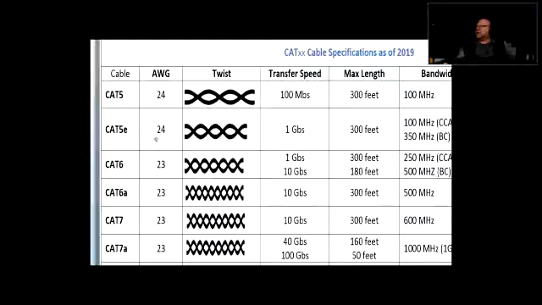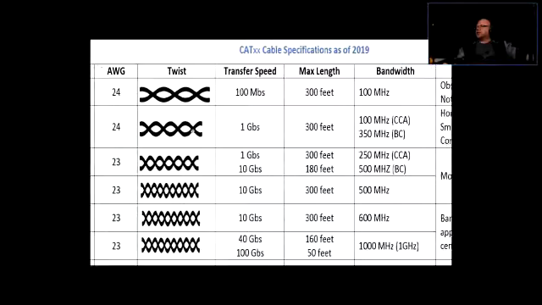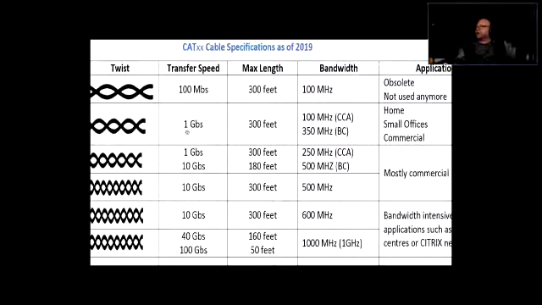Cat5e, right? Still 24 gauge. You can notice that there's a tighter twist. Now look at that. Here is the transfer speed, 1 gigabit per second, maximum length 300 feet. Here's the bandwidth. Now, that's where things are different. For the bandwidth, it can carry an analog signal with a frequency of 100 megahertz if it's CCA, copper clad aluminum, or 350 megahertz if it's a bare copper cable.